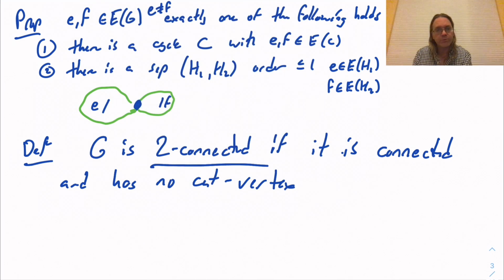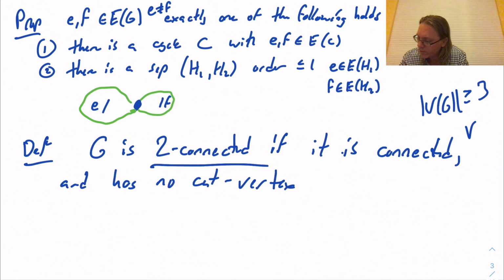The way we're going to rule this out is we're going to insist that we have at least 3 vertices. So it's connected. The other property here is the number of vertices of G is at least 3. Okay, so that's what it means to be 2-connected. It has to be a connected graph with at least 3 vertices, and it's not allowed to have a cut vertex.